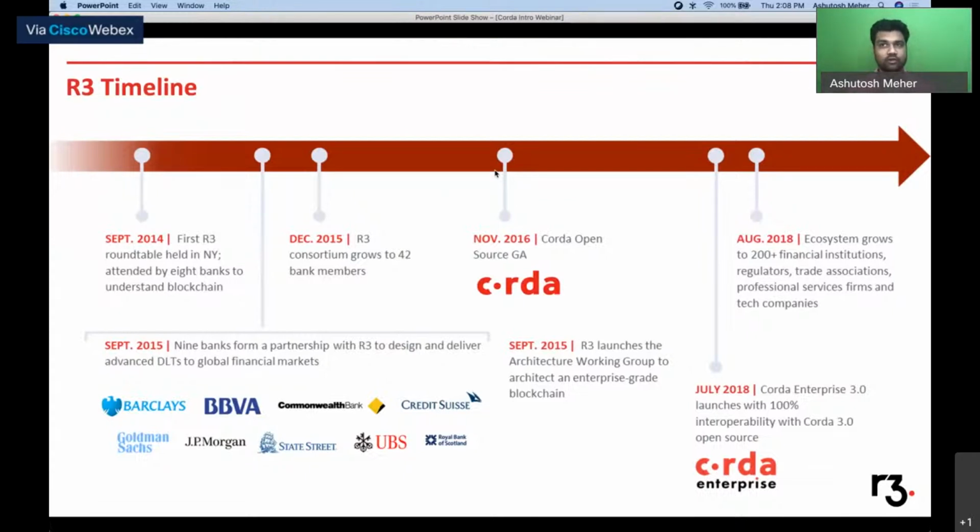And fast forward to today, that ecosystem, which started with 8 or 9 banks, has grown to over 200 in August of 2018. If you look at now, it's over 350 different participants, not just finance, but all different industries have joined in. So we are no longer looking at just finance, but at a whole range of different use cases in different industries. Corda is not a finance blockchain anymore, but more of a DLT which can serve any kind of use cases in multiple different domains.